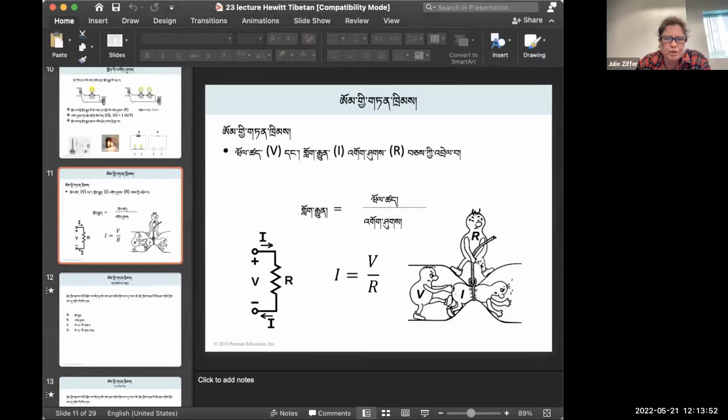And this picture really does a great job of showing what's happening.